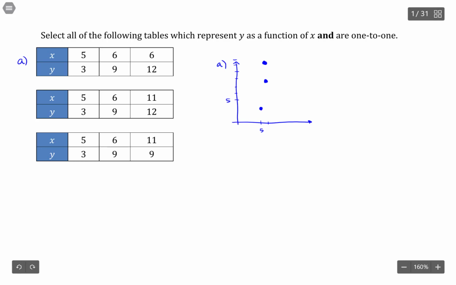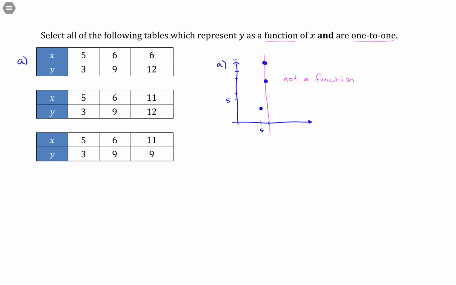So the vertical line test says that if there is a vertical line which passes through the graph, or the set of points that is, at more than one place, then it's not a function. So that happens here. So this set of points is not a function. So if it's not a function, we're not even going to include this as the set because we want it as a function and one-to-one.